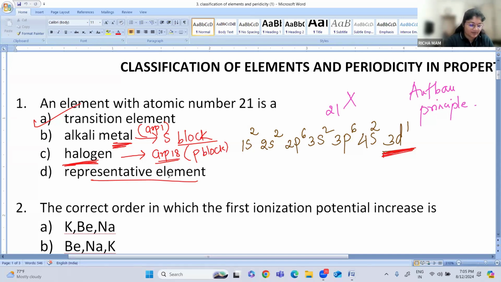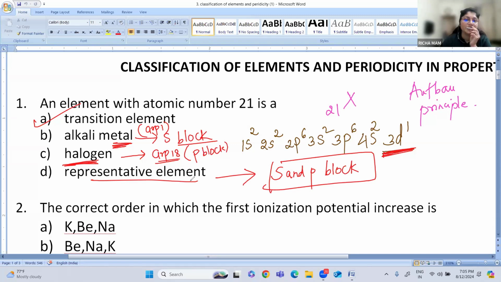What are representative elements? Remember this and please note it down. The s and p block elements together are called representative elements. It is a 1 mark question. What are representative elements? The s and p block elements together.